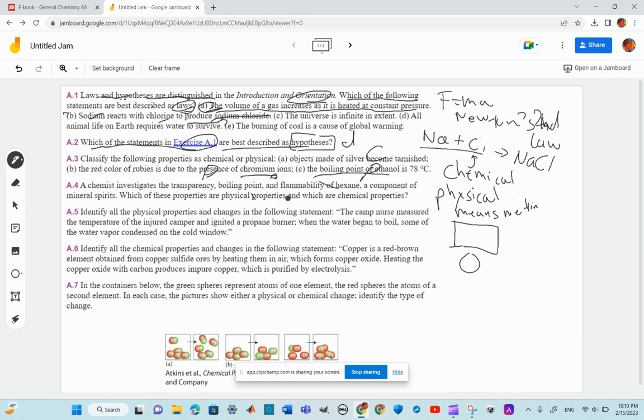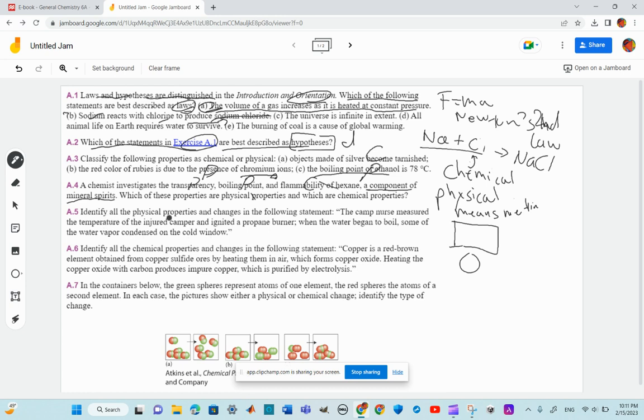Which of these three properties are physical properties? Transparency, so flammability is chemical. This is physical, and this is physical, I believe. Transparency. Yeah, I don't know why you would even need to even mention that.